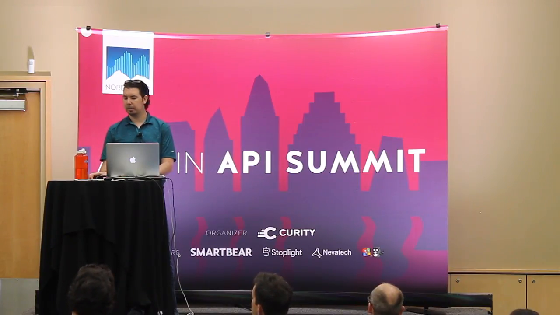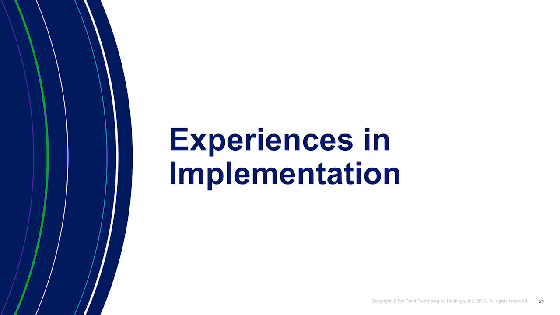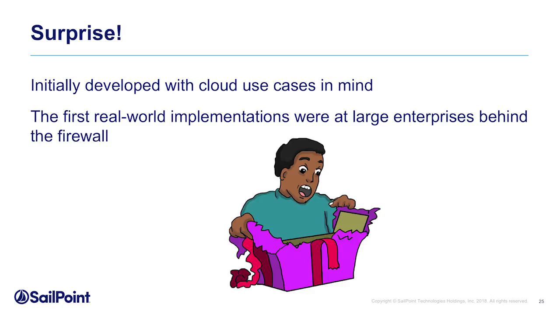So let's talk just a little bit about what we bumped into as we saw this getting played out in the real world. The first was quite a surprise. The initial name of SCIM was Simple Cloud Identity Management, and the mission statement was to move users into and out of and around the cloud. What we saw was that the very first real-world, large-scale implementations of this were not in the cloud at all.